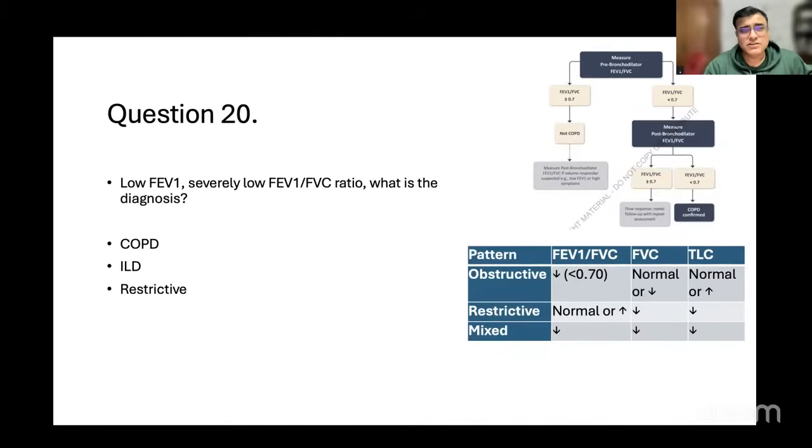Even if they had given both low FEV1 and low FVC, the answer would have been COPD. If they have given low FEV1 with a low FEV1 to FVC ratio, the answer also becomes COPD. Okay.